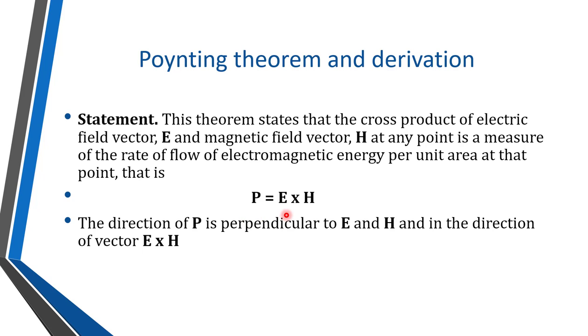Obviously, as there is a cross product between E bar and H bar, the direction of P bar is perpendicular to the direction of both E bar and H bar, because the cross product gives a directional vector, and that direction is perpendicular to both the fields E bar and H bar. So all the three are mutually perpendicular to each other.